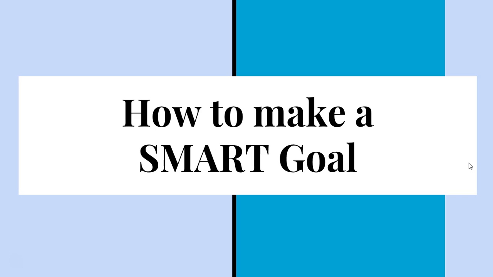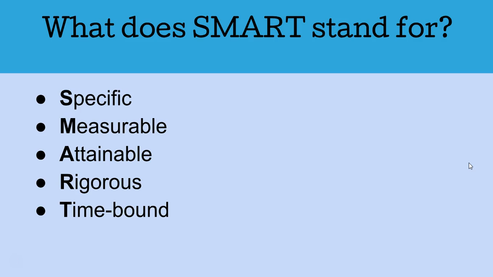The first step is to figure out what the letters of SMART actually mean. So S is for specific, M is for measurable, A is for attainable, R is for rigorous, and T is for time-bound. We're going to dive a little bit more into each one of these in a second, but it's important to understand why we actually make goals with these in mind.